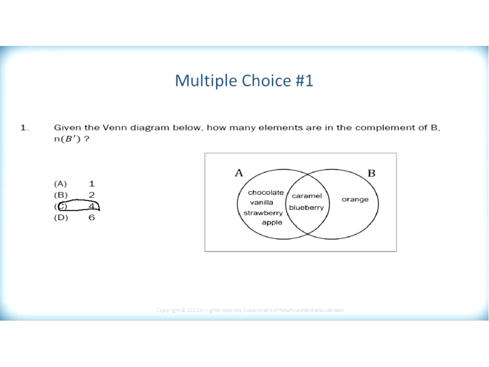We would have 6 elements in A. But what's not in B? What's in only A are 4 elements. What's in only B is 1 element. What's in A and B are 2 elements.